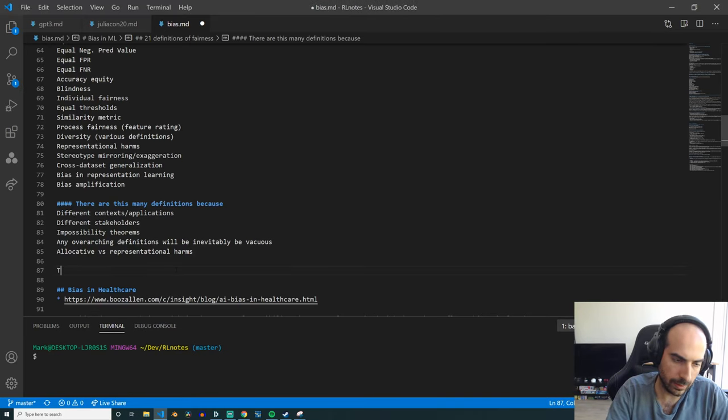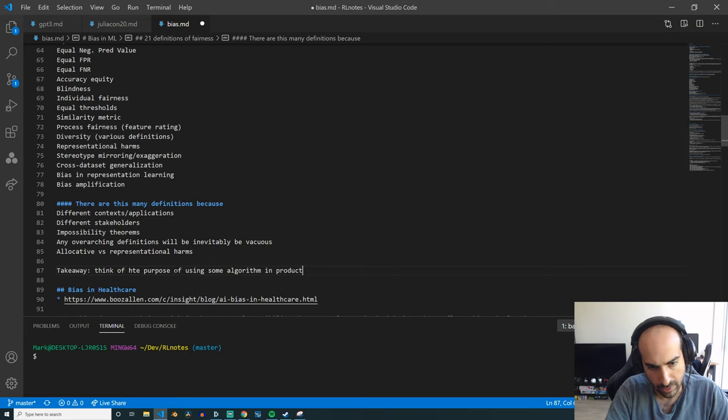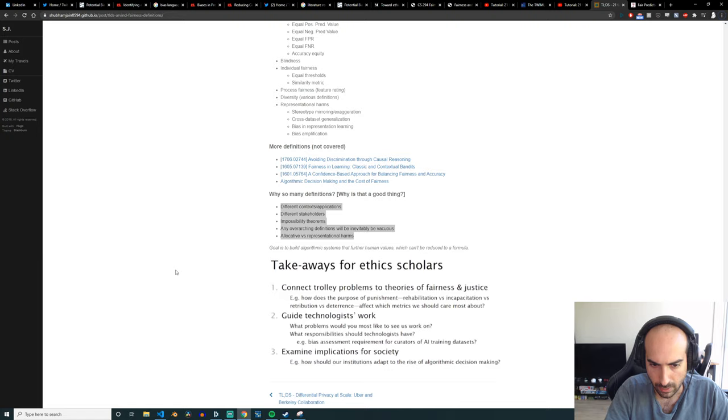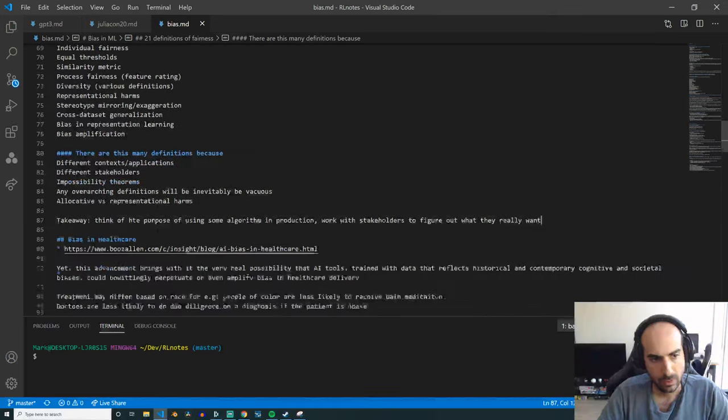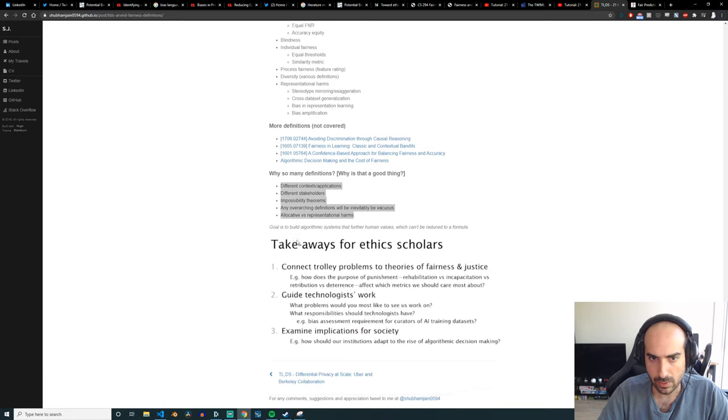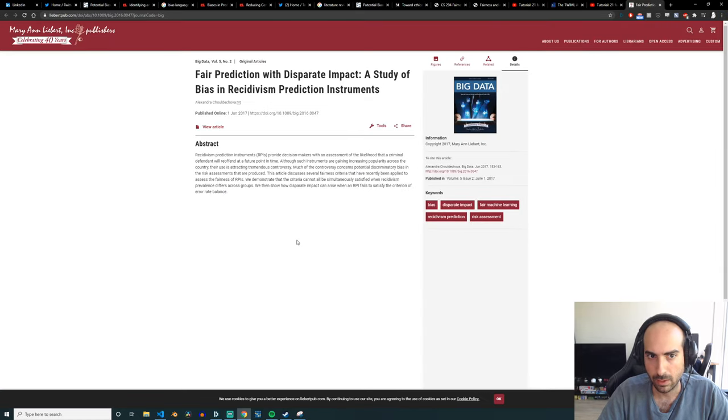Okay, and then think about the takeaway. Think of the purpose of using some algorithm in production. Work with stakeholders to figure out what they really want. All right, okay, this was relatively straightforward.